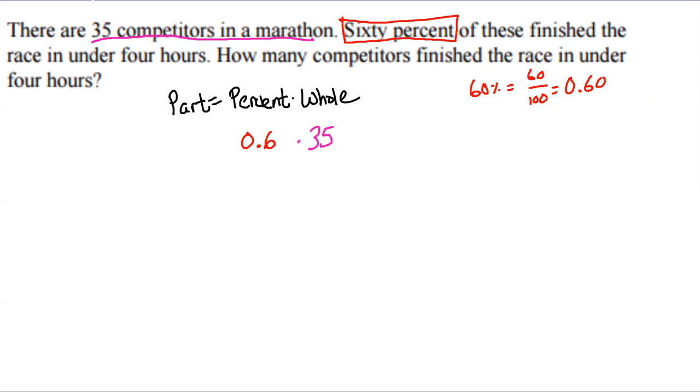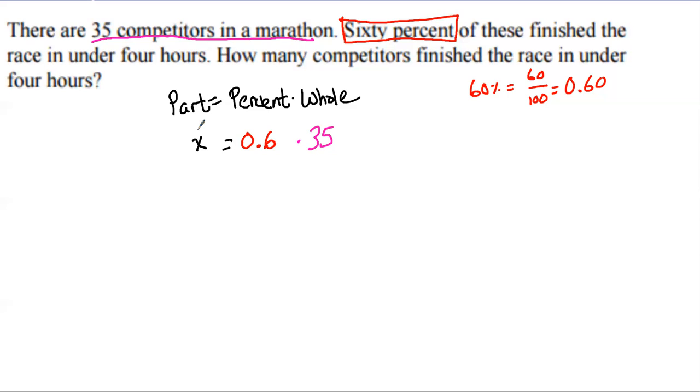And the only thing left is our part. So whatever our question is asking for should represent our part. How many competitors finished the race in under 4 hours? Well, the number of people that finished our race in under 4 hours is going to be some part of our whole group. So that makes sense that the value that we're trying to find here is our part.